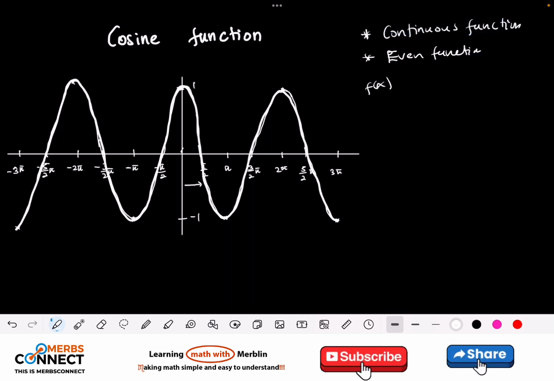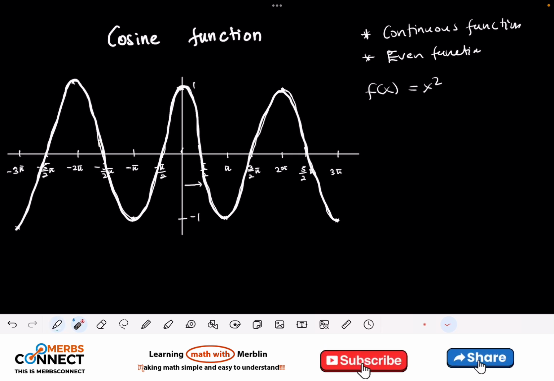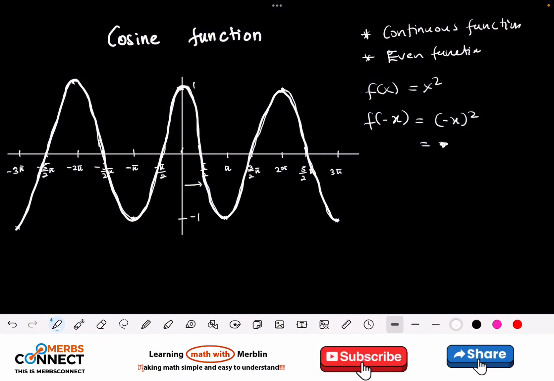For example, if I have f of x equal to x squared, you will see that the power 2 is even, right? In the previous video, we saw that that one was just x, and x is to the power 1, and 1 is odd, right? So what is f of minus x? This is the same as minus x squared, which is the same as x squared, and that is actually f of x.